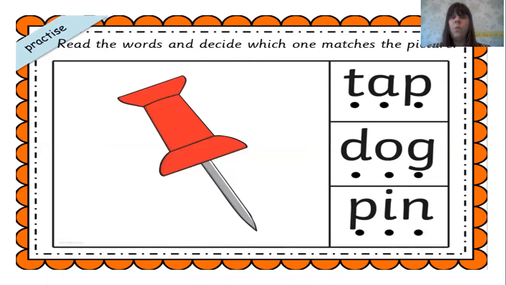So actually there's only one word here that has the P sound at the beginning. So it's got to be that one. Again, circle it or draw a line to match it. It doesn't matter what you do as long as you do one of them.